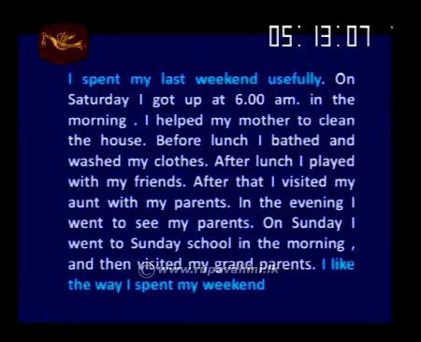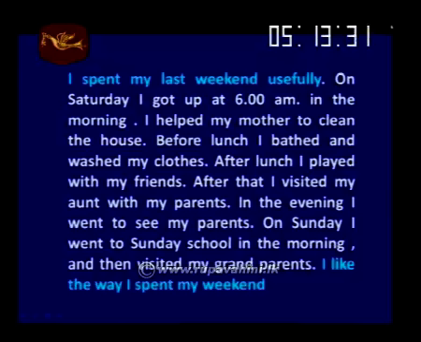Right, now you can see the topic sentence. I spent my last weekend usefully. So that is the topic, how I spent my last weekend. So you can turn that, I spent my last weekend usefully. Then you continue writing how you have spent, using the words that you have been given.